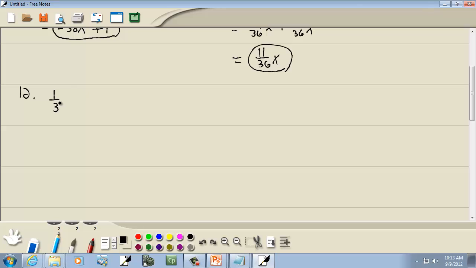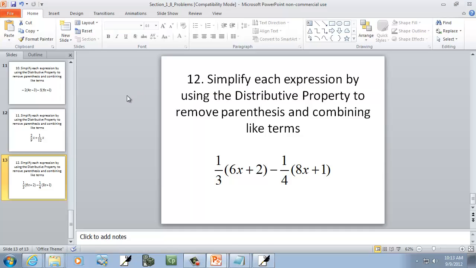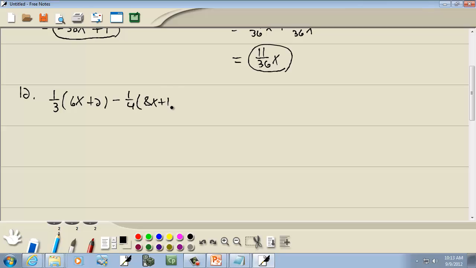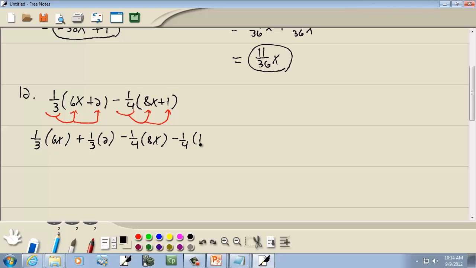Got 1/3 and 6x plus 2 minus 1/4 8x plus 1. Now again, the instructions wouldn't have to tell us to get rid of parentheses because dear Aunt Sally tells us to. So we're going to take 1/3 times 6x, 1/3 times 2, and negative 1/4 times 8x, and negative 1/4 times 1. Let me write that out. We got 1/3 times 6x plus 1/3 times 2 minus 1/4 times 8x minus 1/4 times 1.